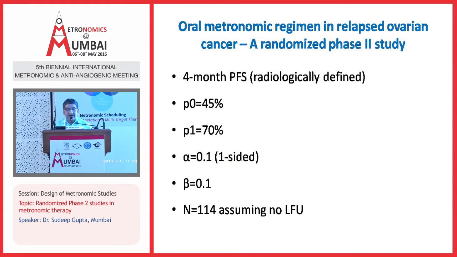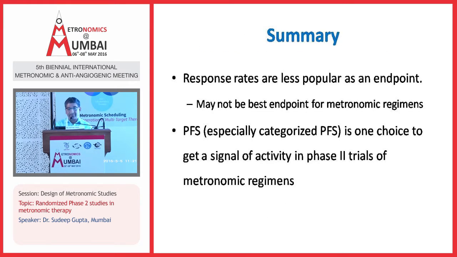So, here is the design of a study, and I have taken the 4-month rates from the Aurelia survival curves. The null PFS rate at 4 months is 45%, the alternative PFS rate at 4 months is 70%, and if we set it at alpha of 0.1 and beta of 0.1, we need 114 patients assuming no loss to follow up. So, let me end.